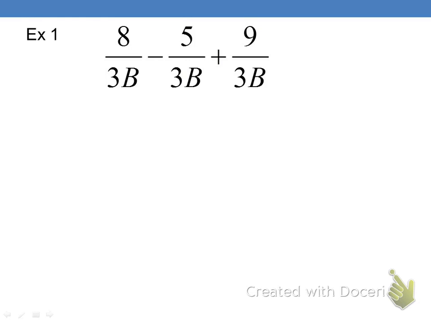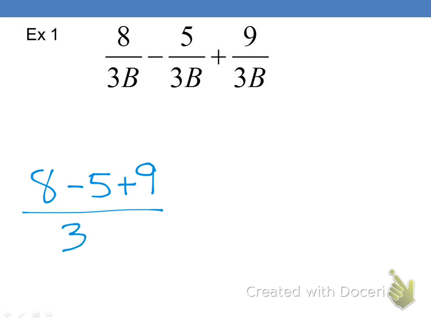So this is all adding and subtracting. Remember from your order of operations days that adding and subtracting just happens from left to right. So we're going to do 8 minus 5 plus 9. And that'll all stay over that common denominator of 3b. So what is 8 minus 5? 3. What's 3 plus 9? 12. So I have 12 over 3b.